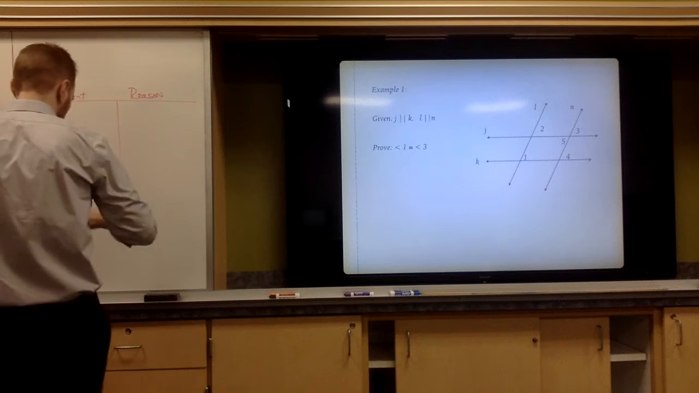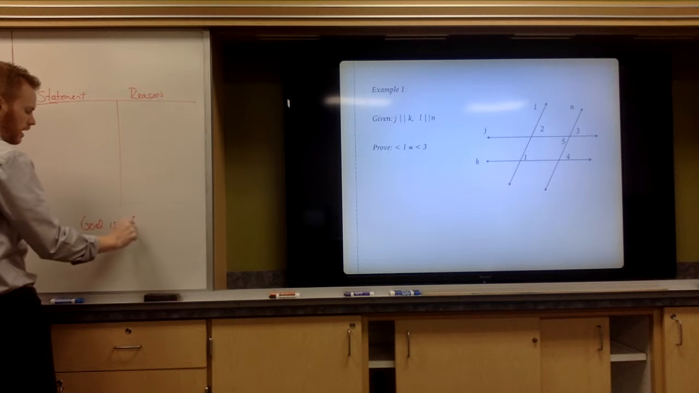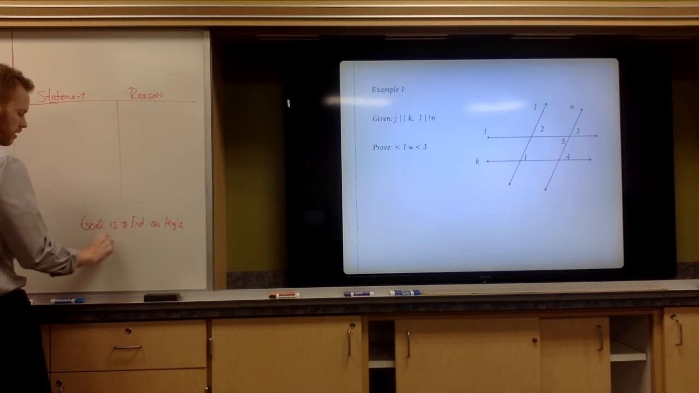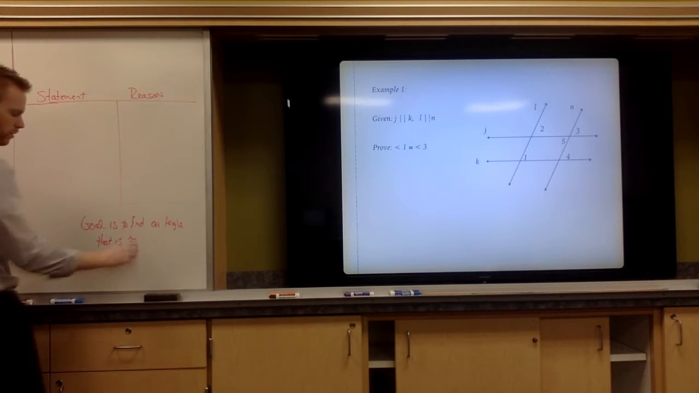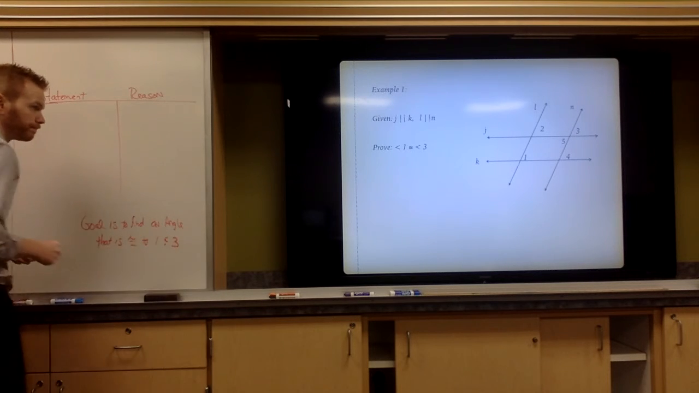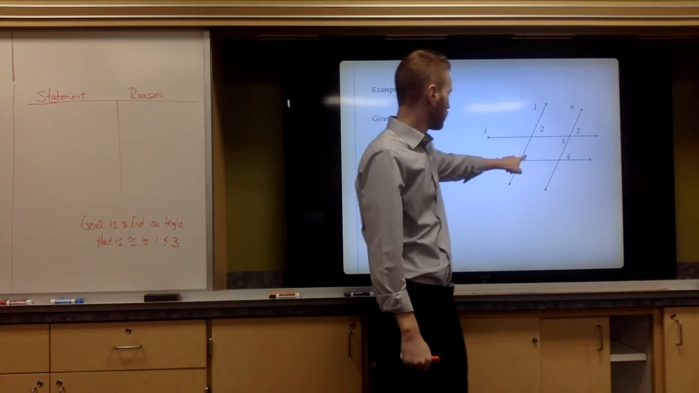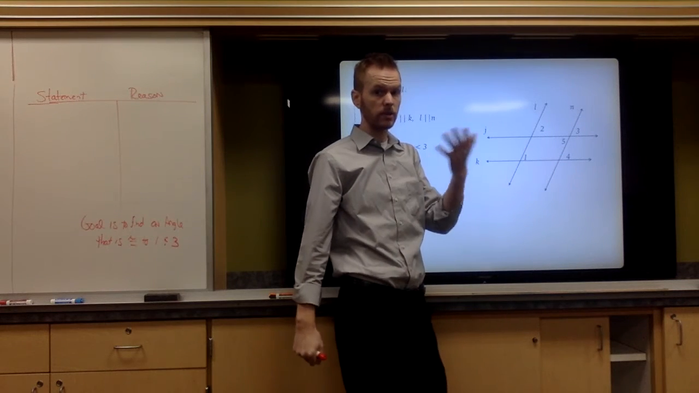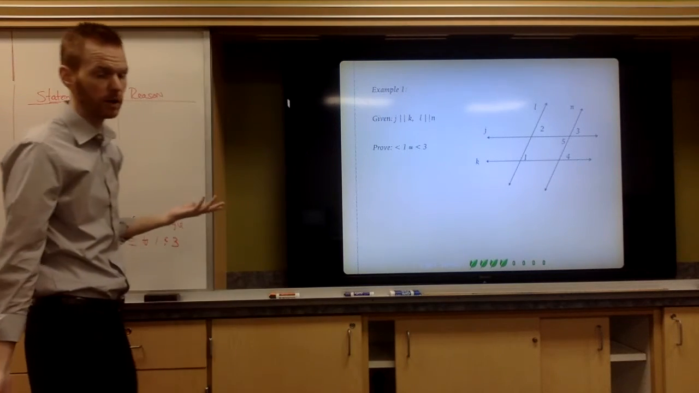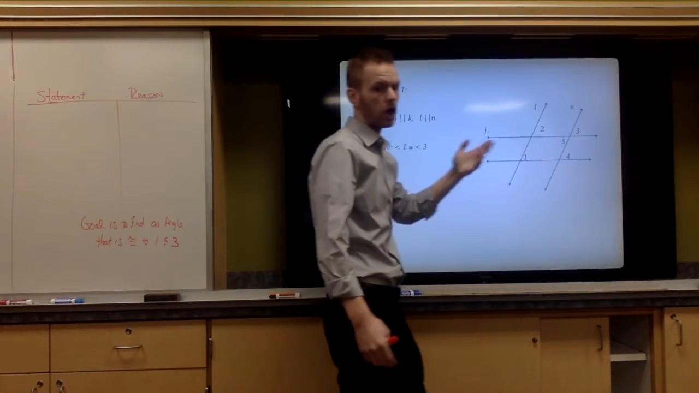In fact, let me write this right down here. The goal is to find an angle that is congruent, I'm going to use the symbol, to 1 and 3. There's a lot in this picture that you can choose from. Here's one that I thought of. Angles 1 and 4 are congruent because they're corresponding. Angles 3 and 4 are congruent because they are corresponding. So that means angle 4 is what's common to both of them.